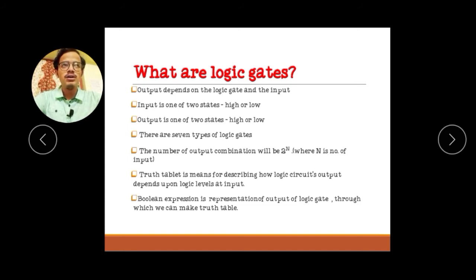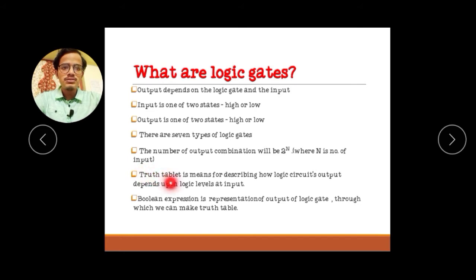Hence, if we see the NOT gate, there is only one input terminal, so the output combination will be 2. And if we consider the OR gate or AND gate, it has two input terminals. Hence, the output combination for the OR and AND gate will be 4.